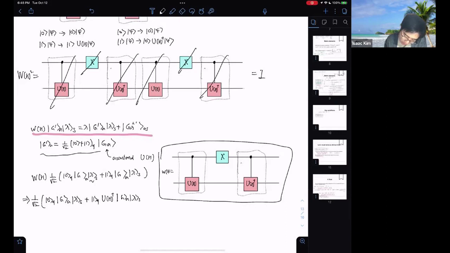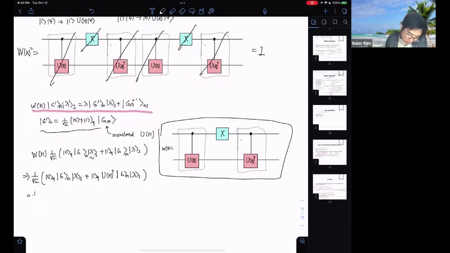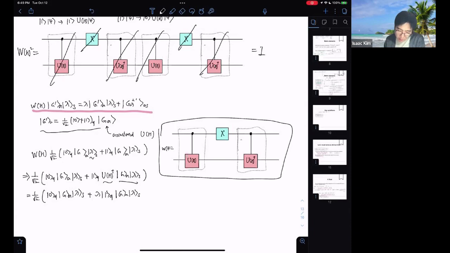And I'll simply state this fact without proving it. If you are curious, do ask me a question. But if you apply this U of H to this state, it turns out that its action is equal to this one. So when it comes down to the action of U of H or U of H dagger on this g lambda state, they behave in the same way.